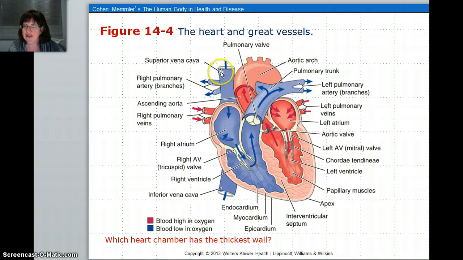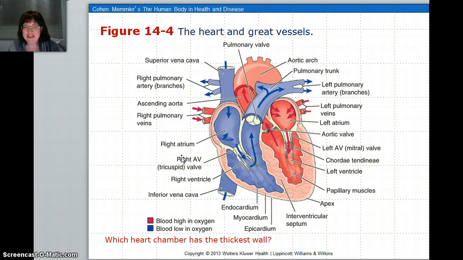The vena cava, superior is above, inferior is below. So the superior vena cava will empty the head and the arms. It will collect in the atrium. Atria are collecting chambers. The right atrium will do the main collecting from the body. It then goes through the right atrial ventricular valve to the ventricle.